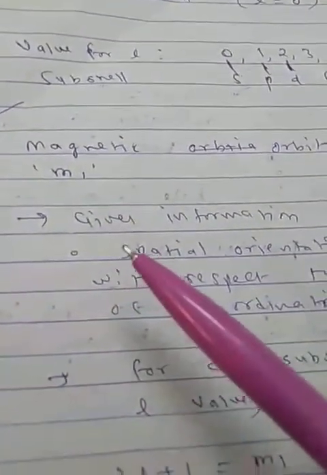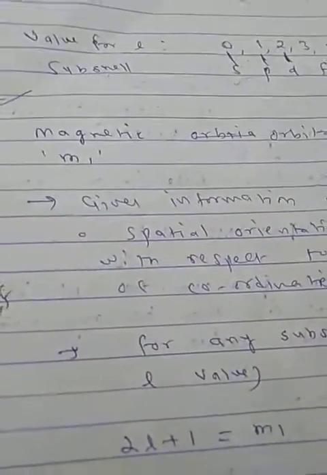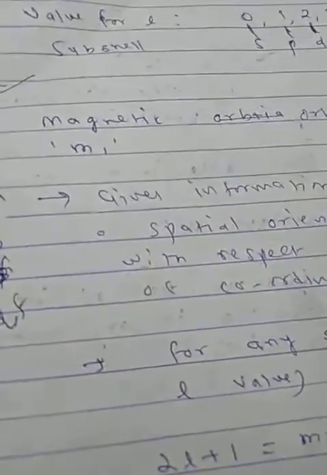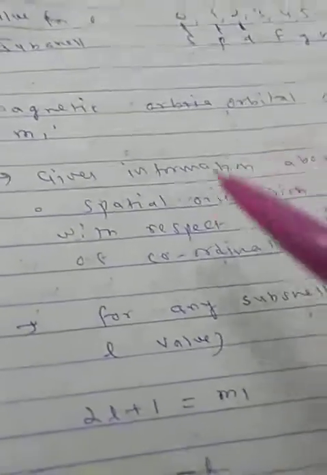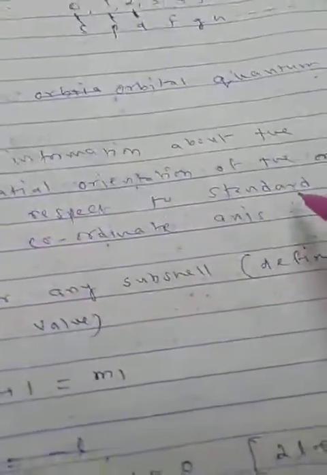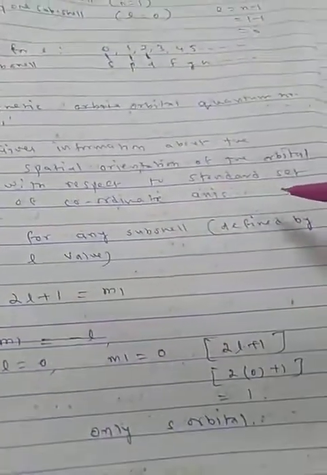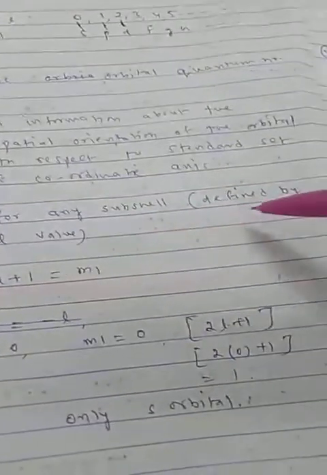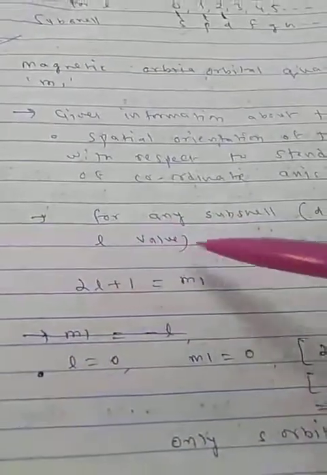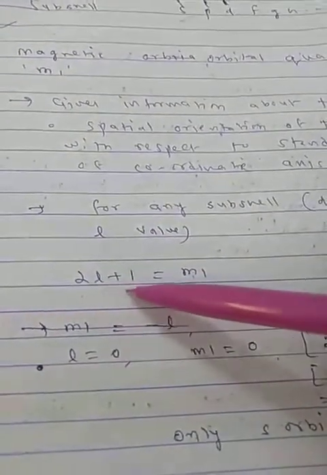Now our next quantum number is the magnetic orbital quantum number, that is m. What is m? Earlier we studied the principal quantum number, then the azimuthal quantum number. The magnetic quantum number gives information about the spatial orientation of the orbital with respect to a standard set of coordinate axes. For any subshell defined by the l value, the number of m values is equal to 2l plus 1.